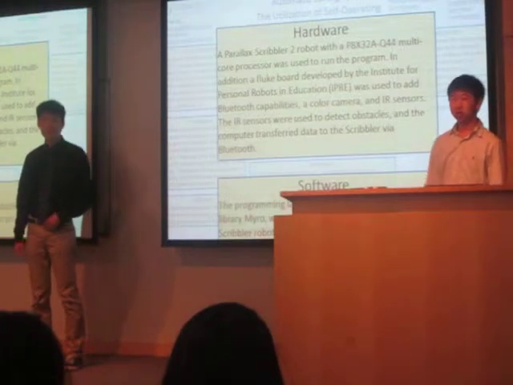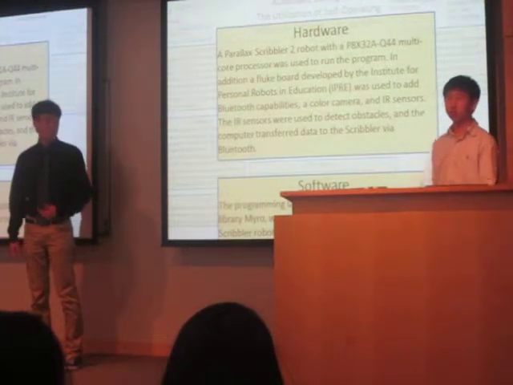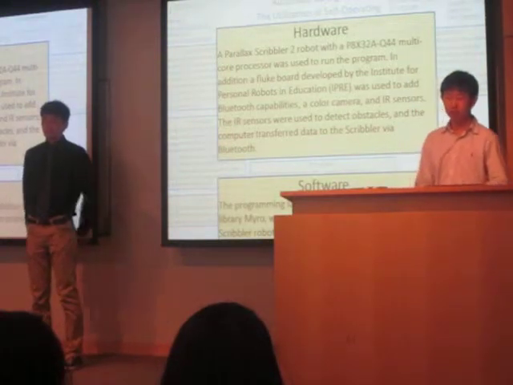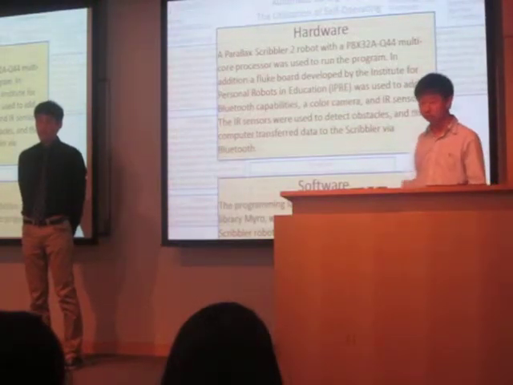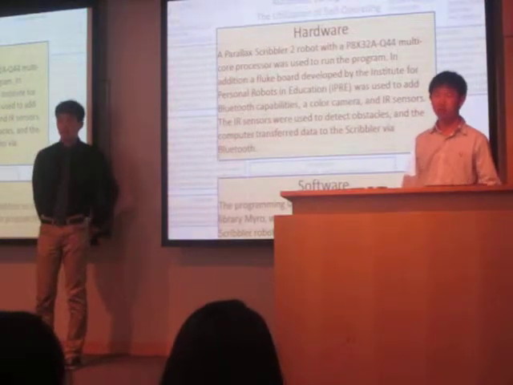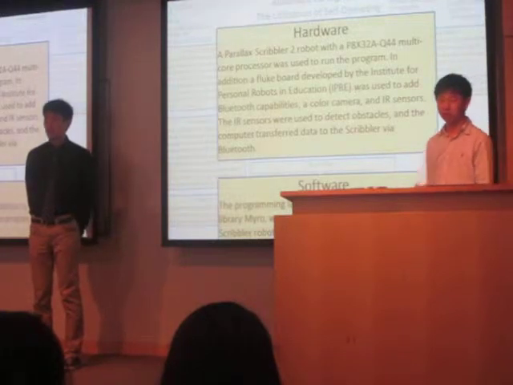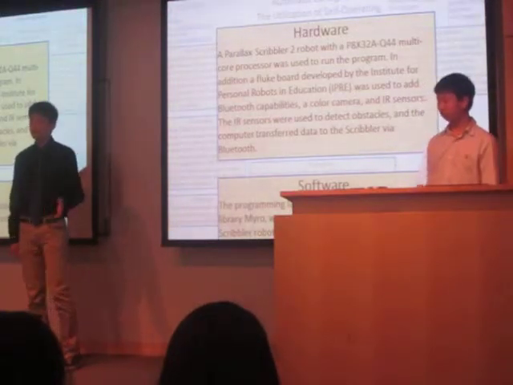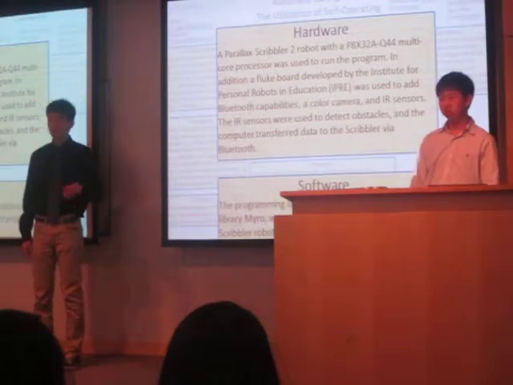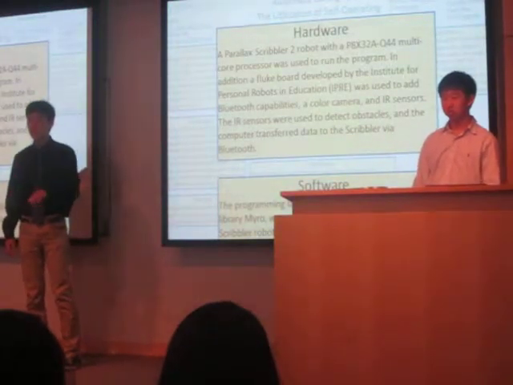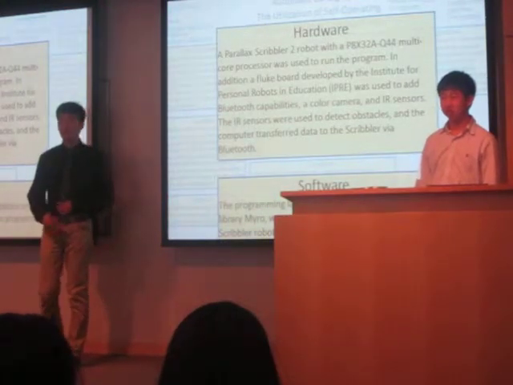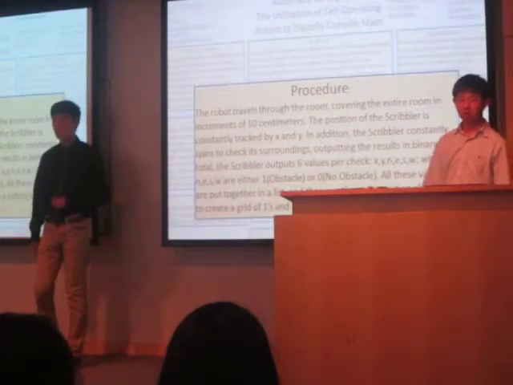We also used the Scribbler 2 robot, which is the little red circular thing. And attached to it, we added an IPRU fluke board, which added Bluetooth capabilities, which allowed us to contact it via the computer. It added IR sensors, which we used to detect if there was an object in the way. It also added a color camera, but we did not use that. And for software, we used the Calico programming environment, which uses the Python programming language. And we also used the Miro library, which includes many basic functions, which allow us to communicate with the Scribbler robot.